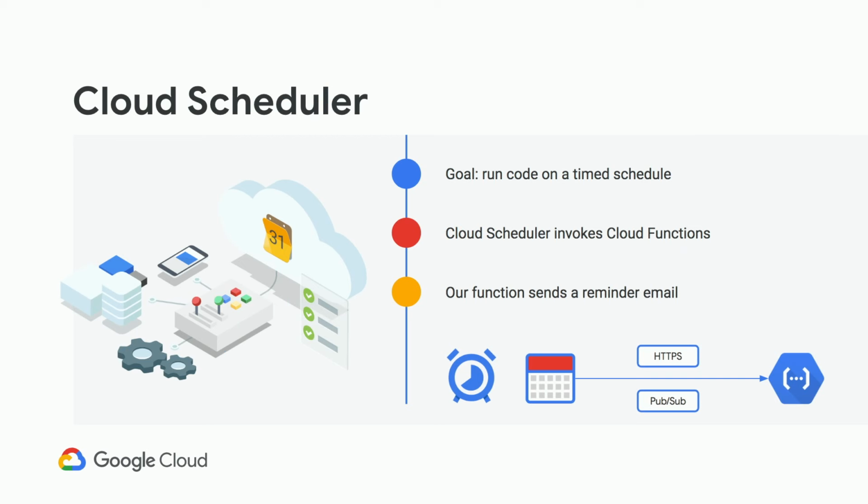I mentioned Cloud Scheduler earlier. What is that exactly? Cloud Scheduler is one of our serverless products we offer on GCP, and you can think of it as essentially a managed cron service. So why do we need a managed cron service?